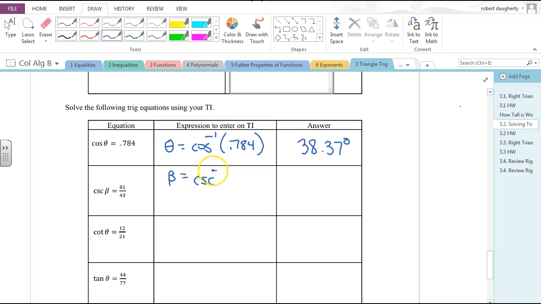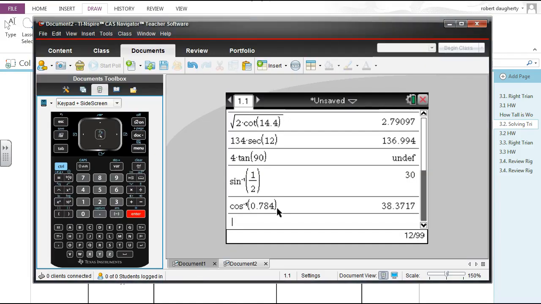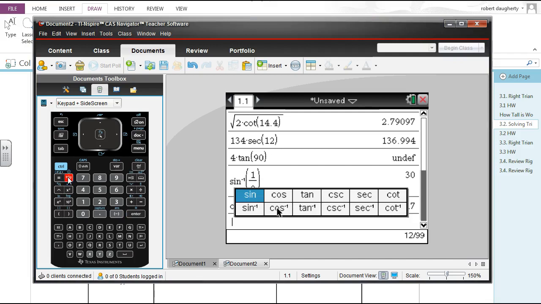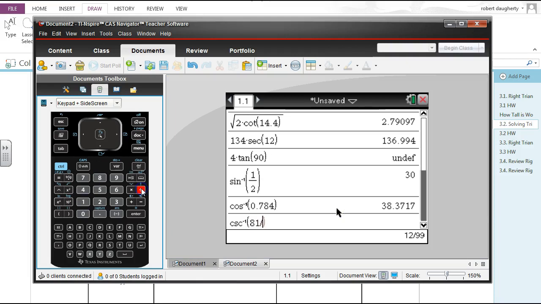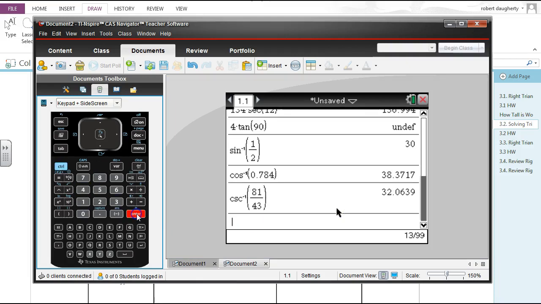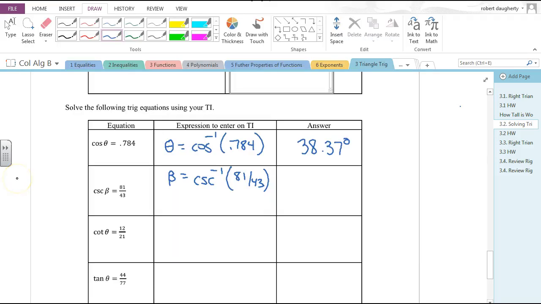So inverse cosecant of 81/43. Anytime you're solving for the angle, it's the inverse trig function. So I need to find the inverse cosecant of 81 divided by 43, and that's 32.06.